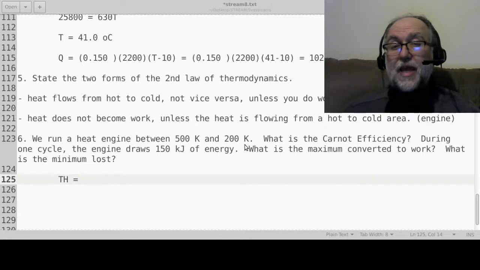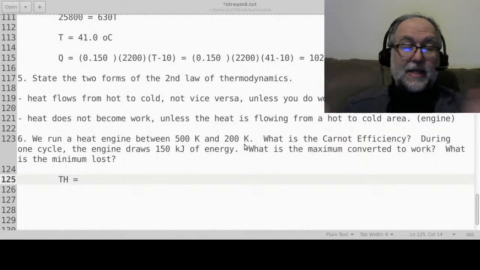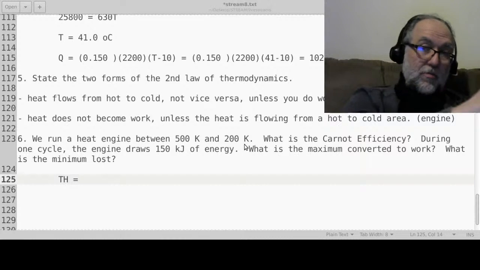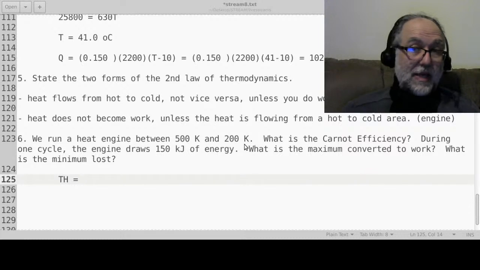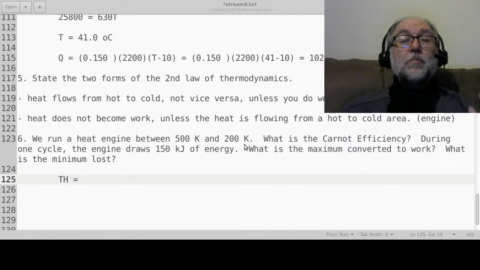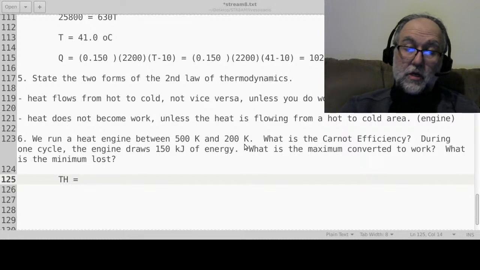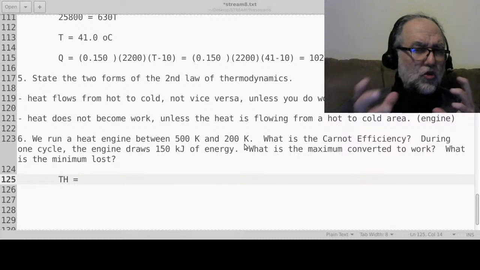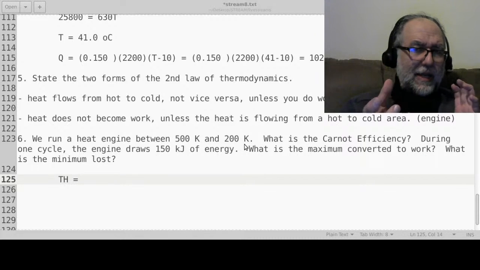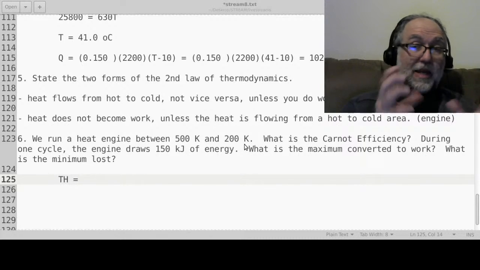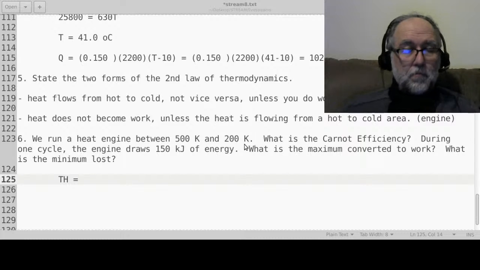If these two temperatures were the same, there'd be no heat flow, because why would it flow? Everything's at the same temperature, and heat only flows from a hot area to a cold area. If everything is the same temperature, there is no hot and cold area. There'd be no flow of heat. There'd be no work. So there has to be two temperatures in order to get that heat flow, and from that heat flow you can get a little bit of work done.